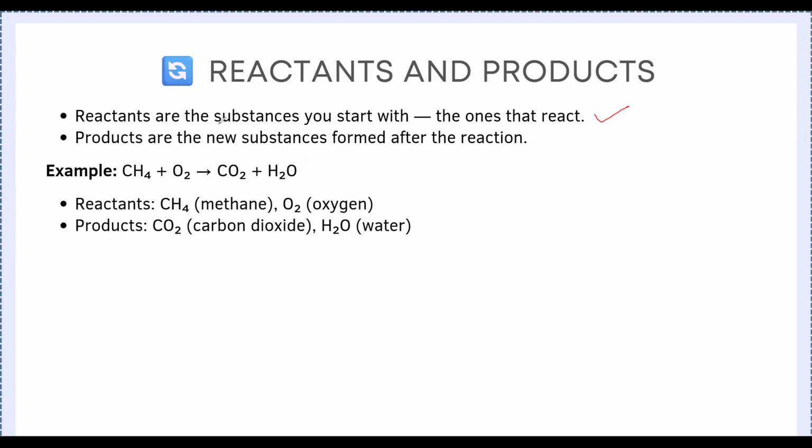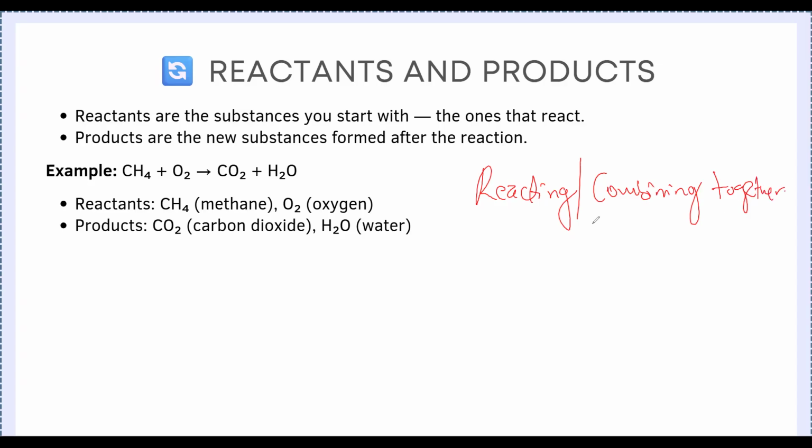The reactants are simply the substances that you start with. They are the ones that react. A very good example is this chemical equation we have on the screen right now. We have methane, CH4, reacting with O2, oxygen. These two guys over here that are on the left side of this arrow are the ones that we call the reactants. Now, why are they called the reactants? The reactants are simply the ones that are reacting or combining together. So the things that react or combine together are the ones that are called reactants.